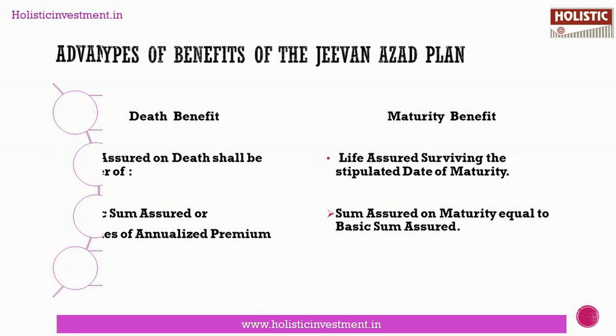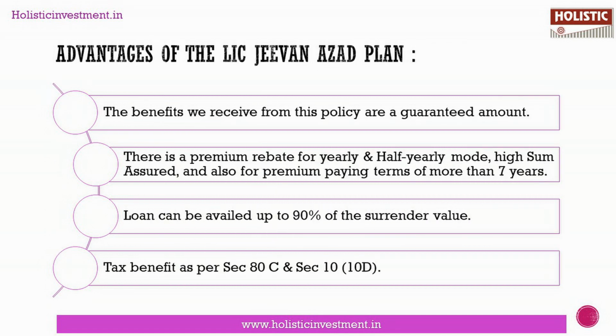Now let's see the advantages of this LIC Jeevan Azad plan. The benefits received from the policy are guaranteed amounts. There is a premium rebate for yearly and half-yearly mode, high sum assured, and also for premium paying term of more than 7 years. Loan can be availed up to 90% of the surrender value. Tax benefit as per Section 80C and Section 10(10D).